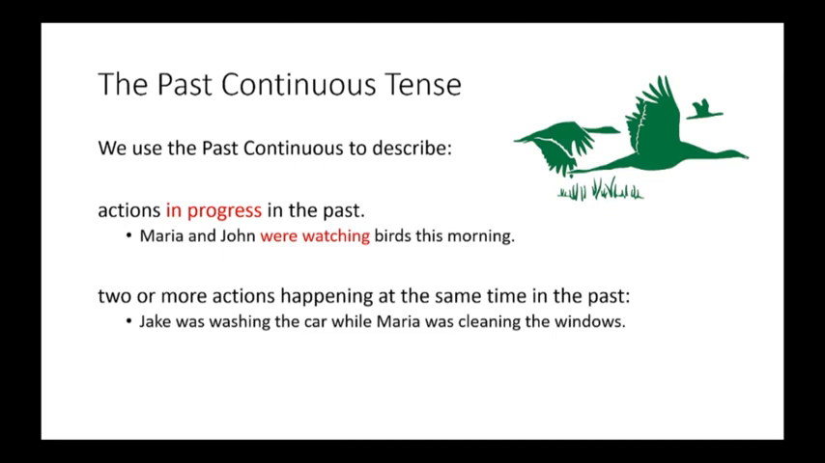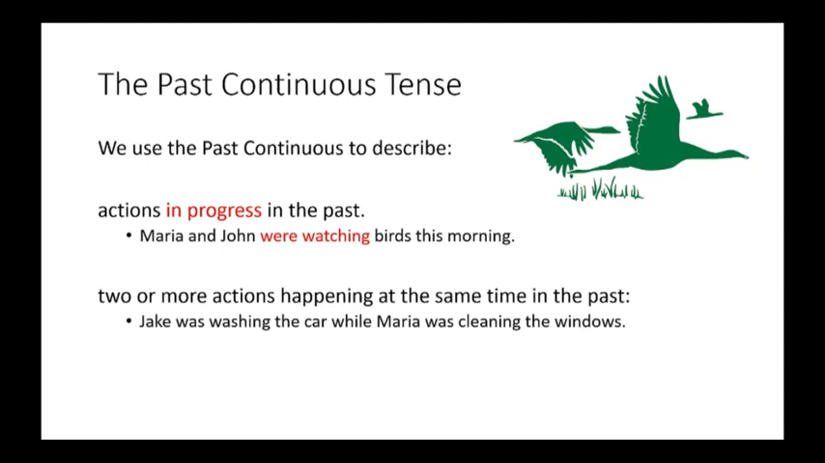Okay, great work. Now let's try to talk a little bit about the past continuous tense. The past continuous tense is used to describe some kind of action in progress in the past. For example, Maria and John were watching birds this morning. We also use it to describe 2 or more actions happening at the same time in the past. Jake was washing the car while Maria was cleaning the windows.